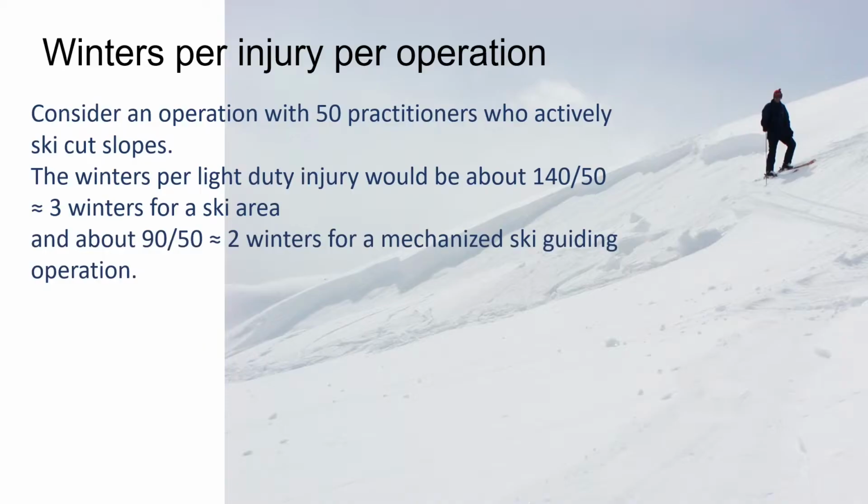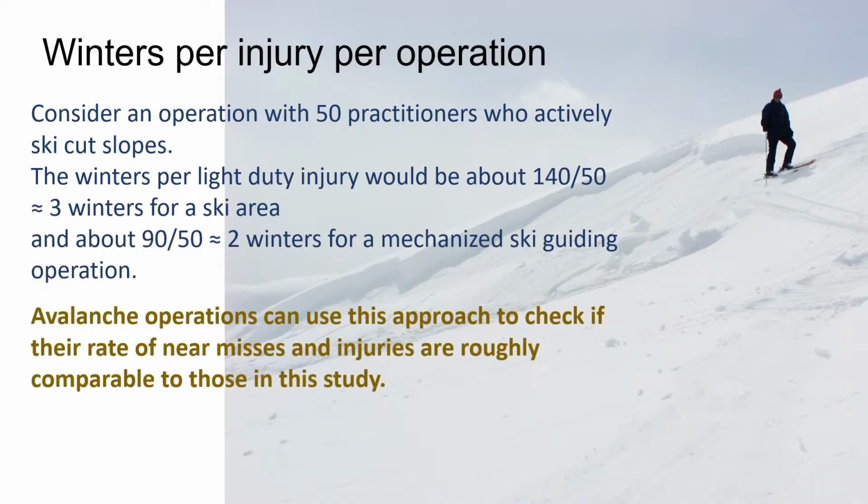Avalanche operations can adjust the number of ski cuts per practitioner and the number of practitioners in their operation to check if their rates of near misses and injuries are roughly comparable to those in the study. However, the duration of near miss and injury records should preferably be at least 3 times as long as the number of winters for the type of injury.